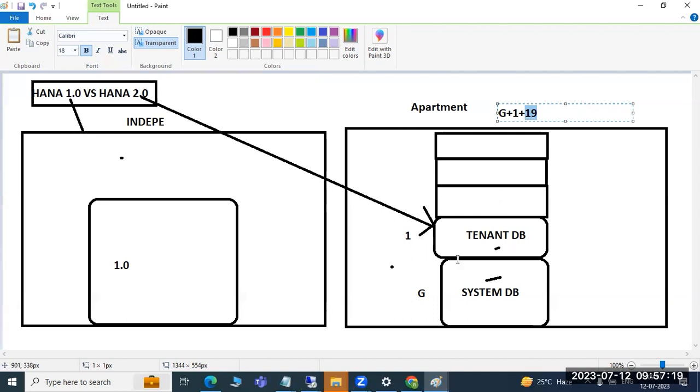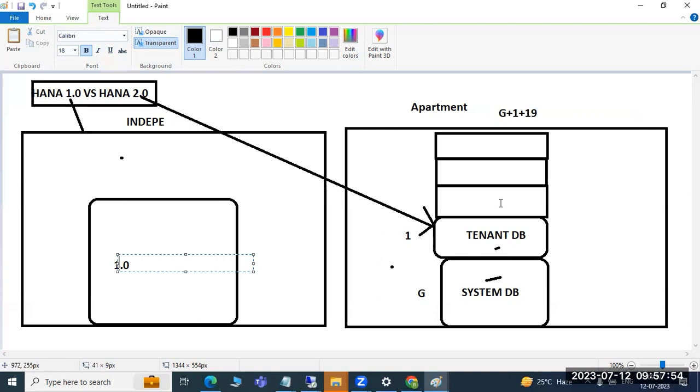But by default you will get one system DB and one tenant DB. Tomorrow if you want one more tenant, you don't need to install it, you can just create it using a command. In 1.0, if you want one more database, you again need to download and install the software. That is the reason. So that is the apartment concept versus the independent concept, the 1.0 and 2.0 concept.